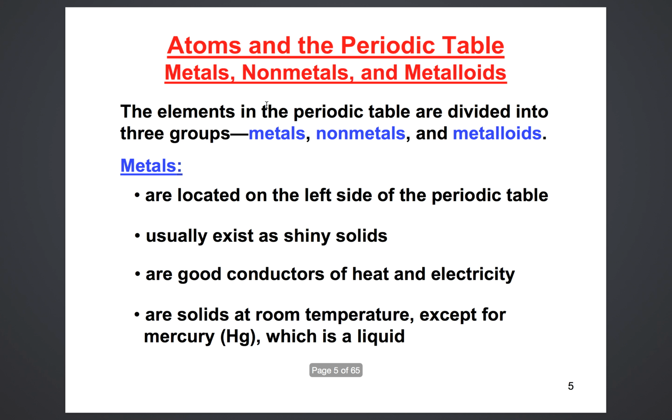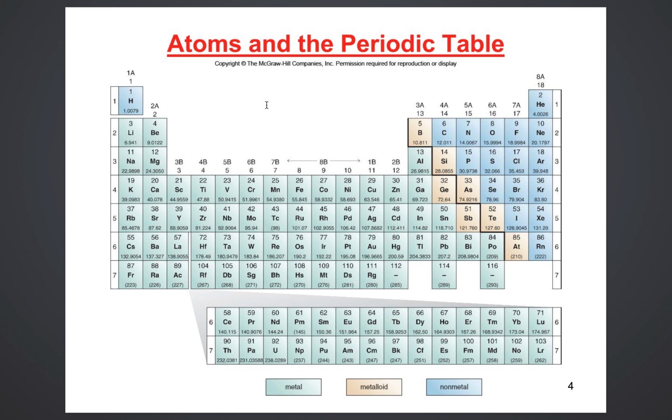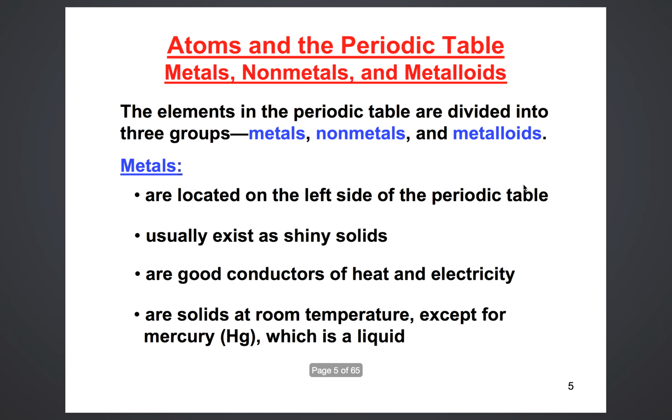Okay, here we have the periodic table where it shows metals, metalloids, and non-metals. Right here you can see all the green parts are metals, orange are metalloids, and all this highlighted blue are non-metals. The elements in the periodic table are divided into three groups: metals, non-metals, and metalloids, like I was saying before.